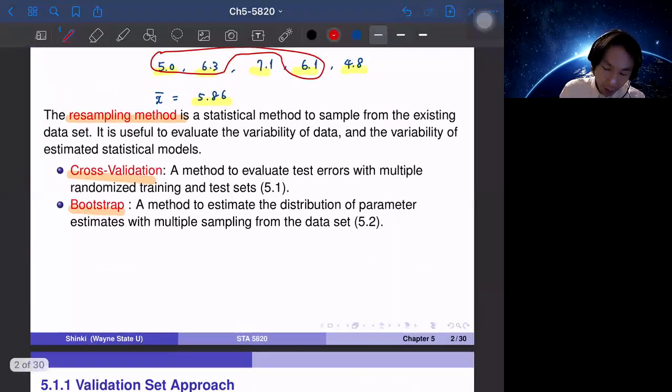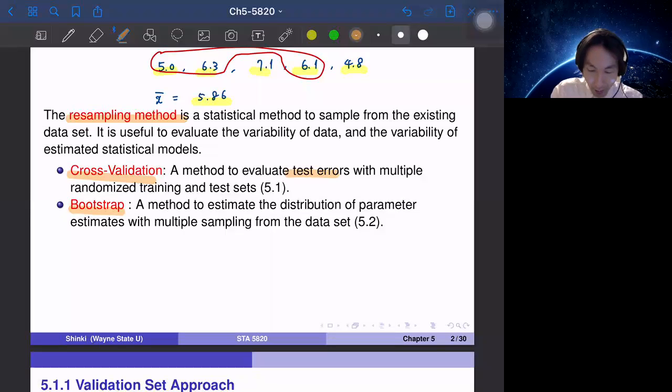Cross-validation is a method to evaluate test errors with multiple randomized training and test sets. Mostly, in 50-30, we divide the data set into training and test sets. In data competitions, usually we have a training and a test set. But here we have multiple randomized training and test sets. We use the same data and make different subsets as the training set and the remaining observations as the test set, and so on. That is 5.1.